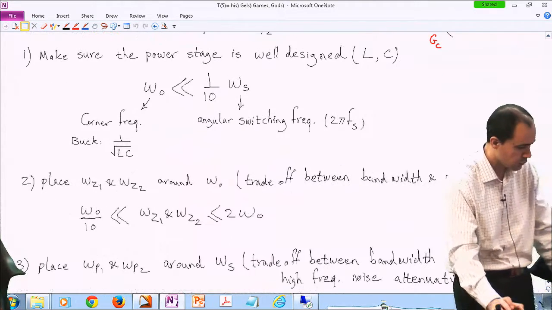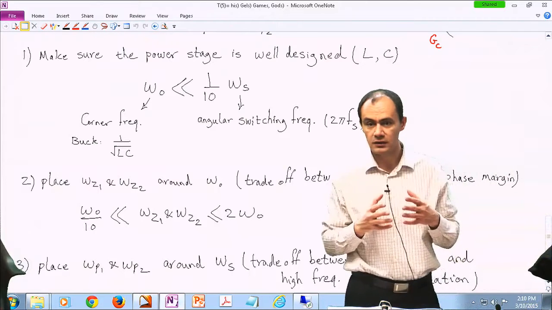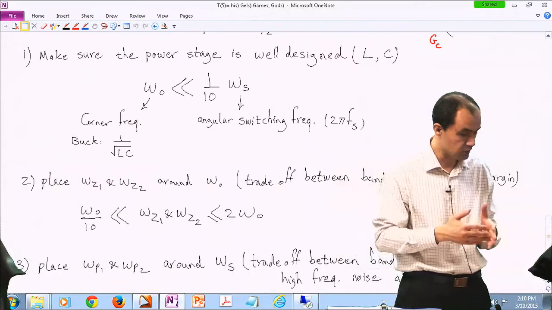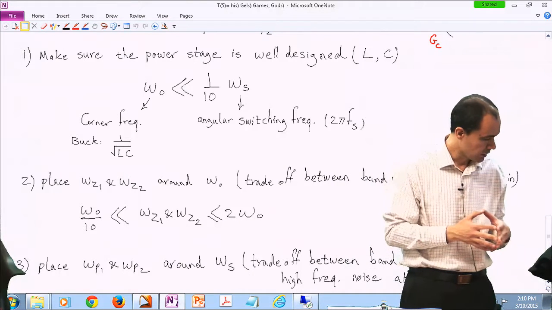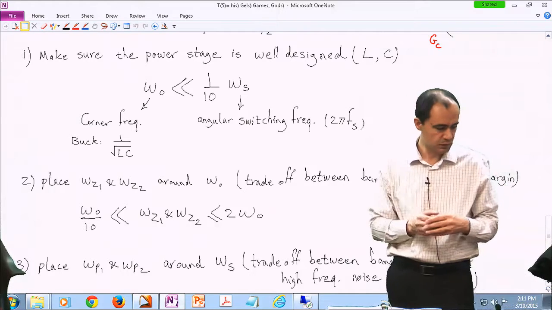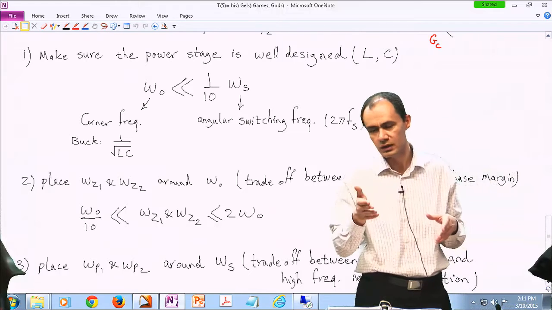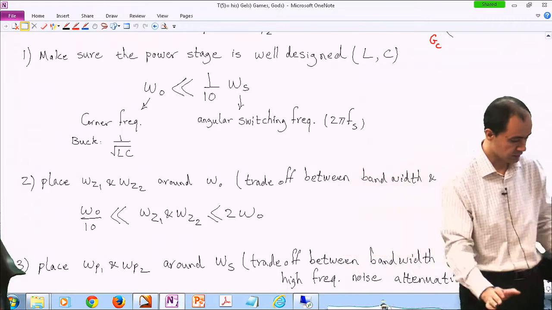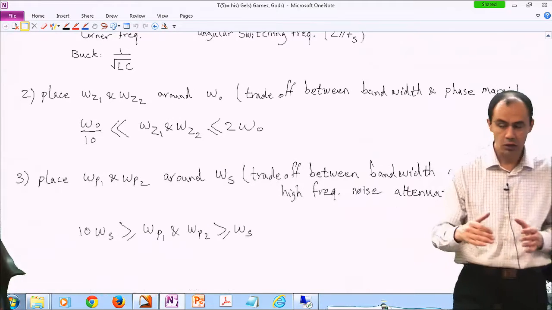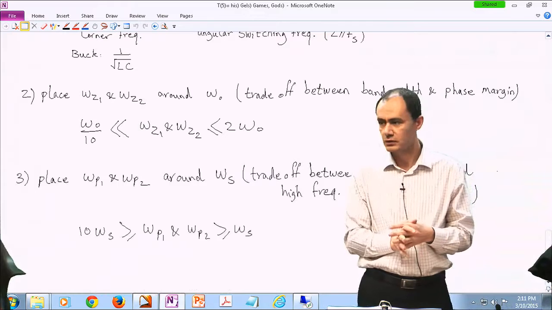Step 2 was we usually place our zeros of the compensation network. We have 2 zeros, 2 poles, and 1 pole at the origin, the integration one. Make sure that your zeros are around omega naught, the corner frequency, somewhere between 10 times smaller than omega naught all the way to twice omega naught. Then your poles are high frequency poles, so you put them around the switching frequency.